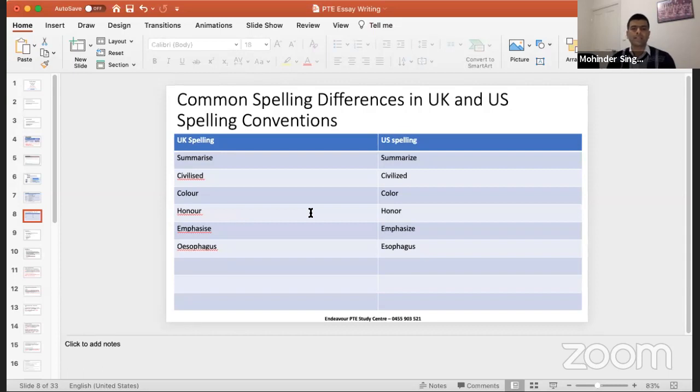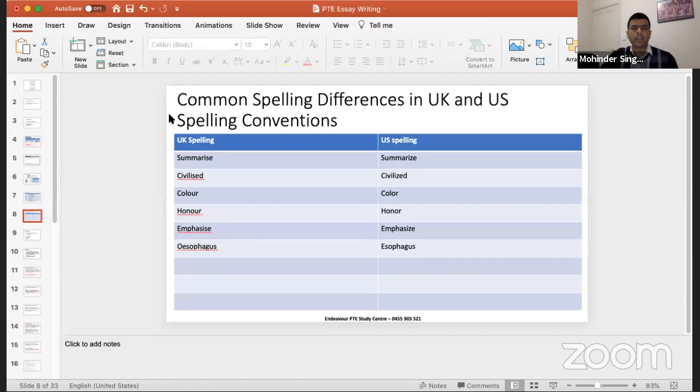For example, summarize with IZE is the US spelling convention. And if you say summarise with ISE, that is the UK spelling convention. Similarly with civilized. Another difference is the spelling for color and honor. There's O-U-R, that's the UK spelling convention, but C-O-L-O-R, H-O-N-O-R is also good. That's the US spelling convention. So make sure you use one spelling convention consistently.